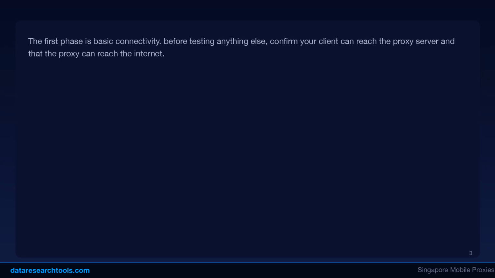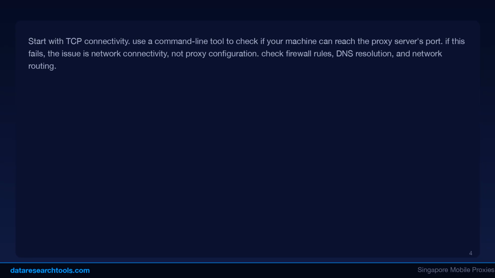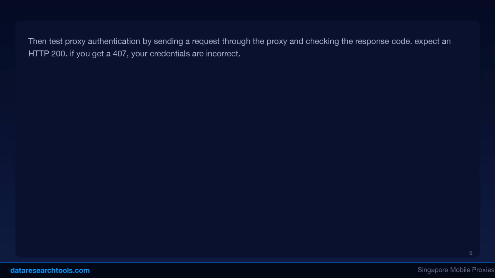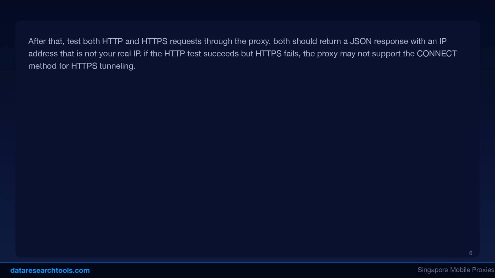Then send a request through the proxy and check for an HTTP 200. If you get a 407, your credentials are incorrect. After that, test both HTTP and HTTPS requests through the proxy. Both should return a JSON response with an IP address that is not your real IP. If the HTTP test succeeds but HTTPS fails, the proxy may not support the CONNECT method for HTTPS tunneling.